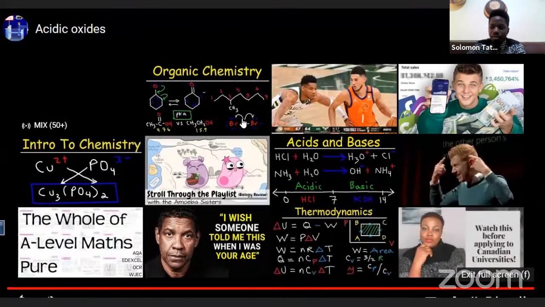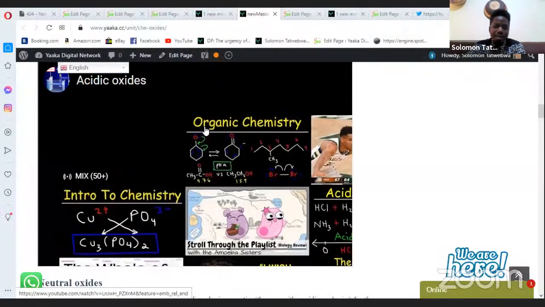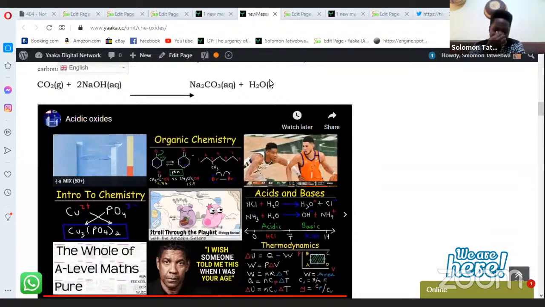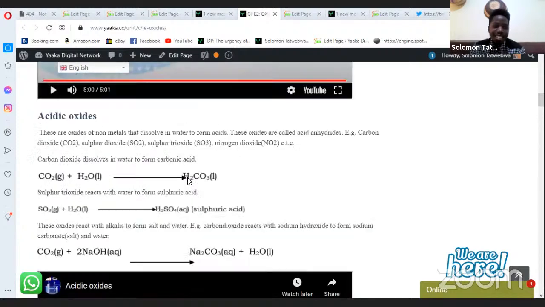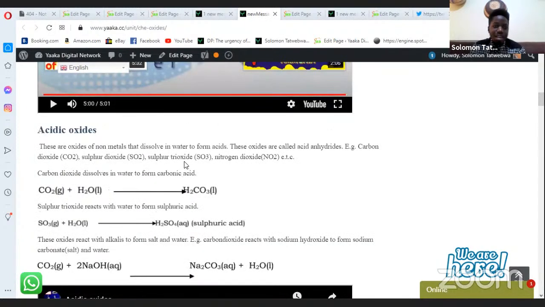Okay, so the key component here, besides the details, the d orbitals and all that don't really matter. Those will matter when you take chemistry in senior 6 or 5. But for now, what you have to know is that acidic oxides, when they dissolve in water, form acidic solutions. And acidic solutions are those that form hydrogen ions in solution.